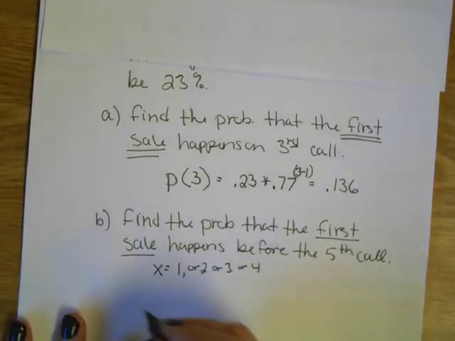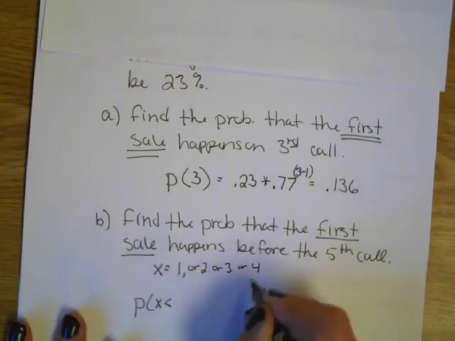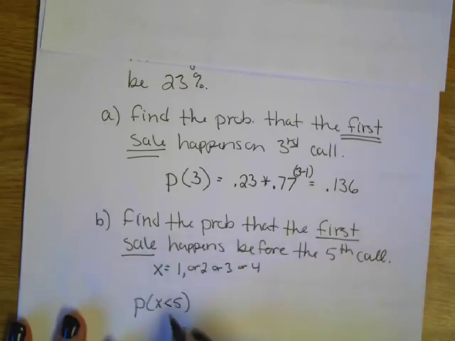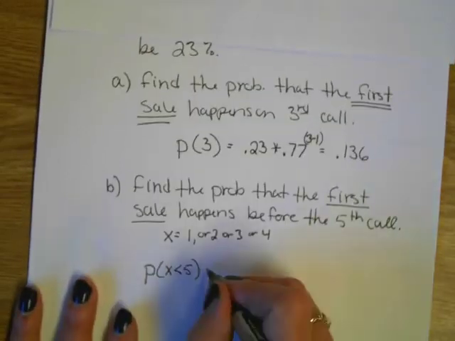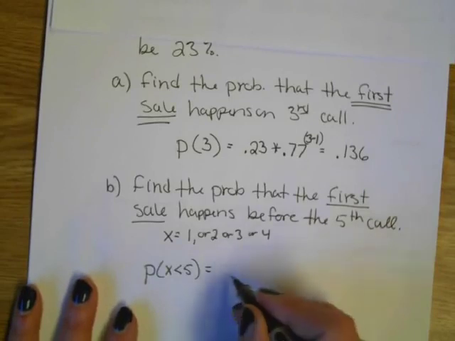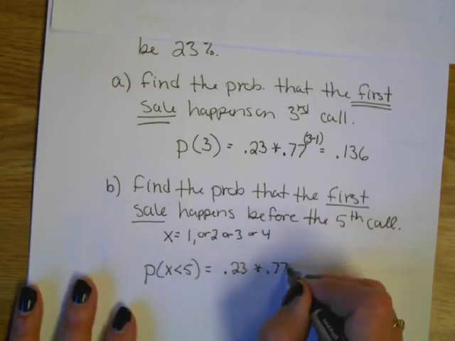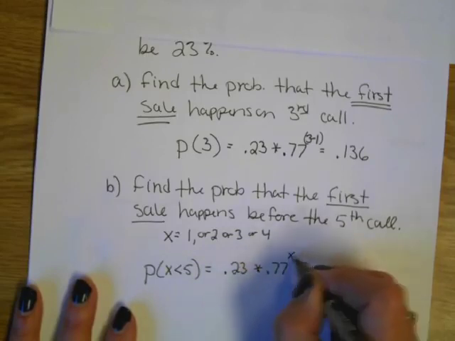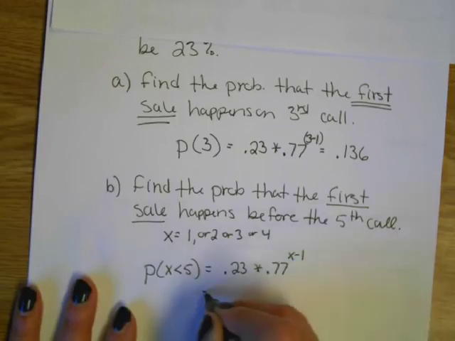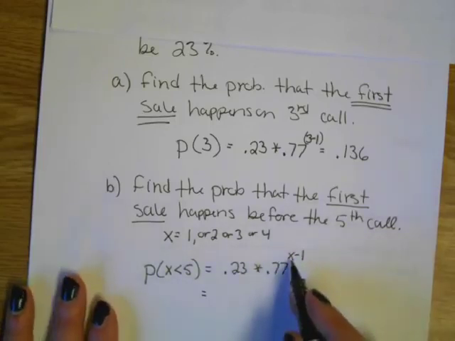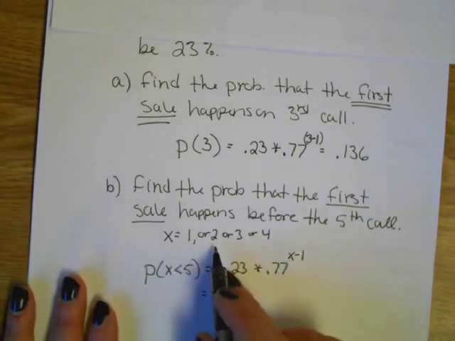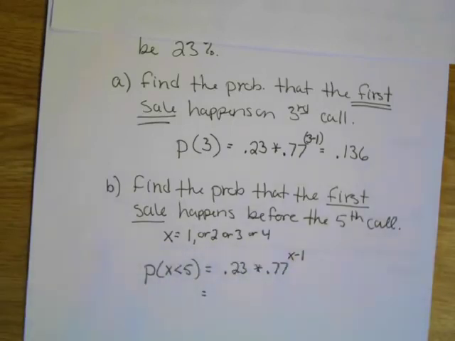So I would like you to write X is under 5, or I could say less than or equal to 4. I don't care how you write that. Then use your formula. It would be 0.23 times 0.77 raised to the X minus 1. Where we're going to put X's, what X's are we going to put in a list? 1, 2, 3, 4. So go ahead and put 1, 2, 3, and 4 in the list.